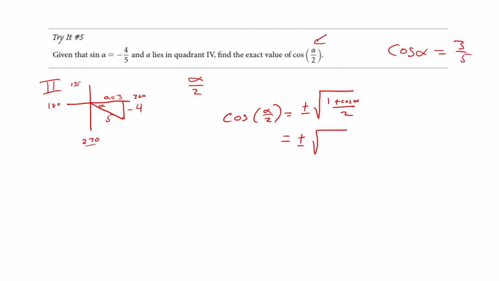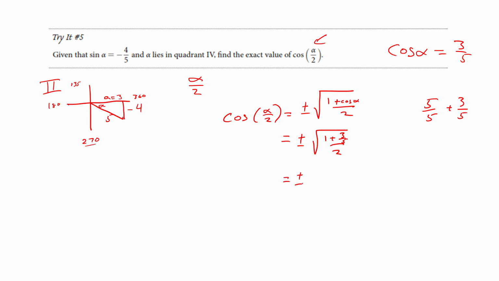So that's what I need. I've got 1 plus 3 over 5, all divided by 2. Now we're just going to manipulate this. I'm going to do it over here at the top. I'm going to turn 1 into 5 over 5. See, I just turned 1 into 1 over 1. I got a common denominator so I could add these fractions.